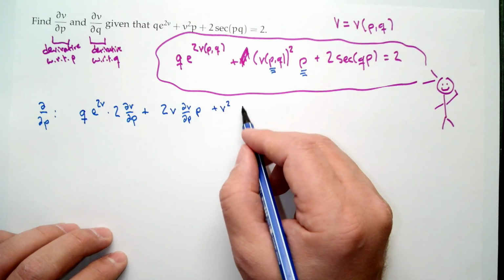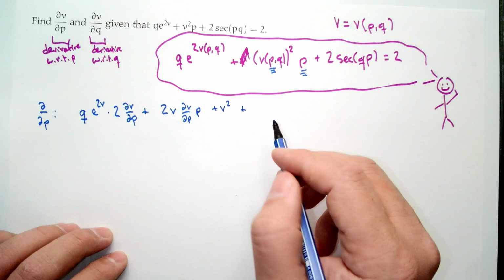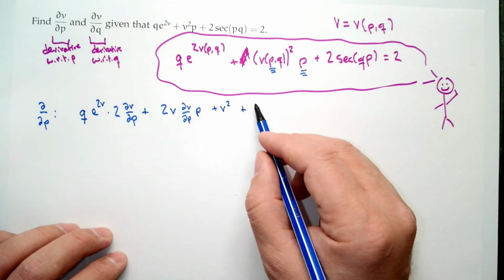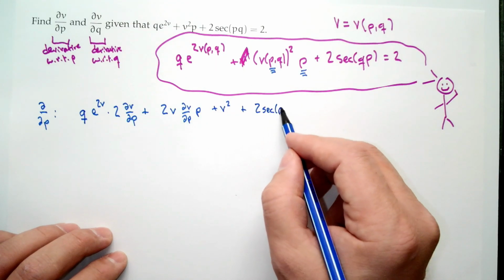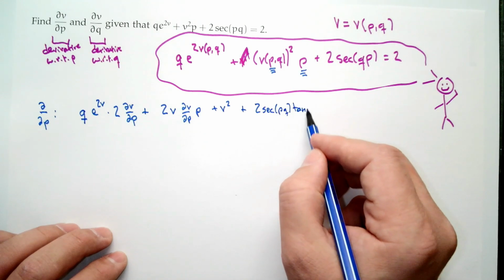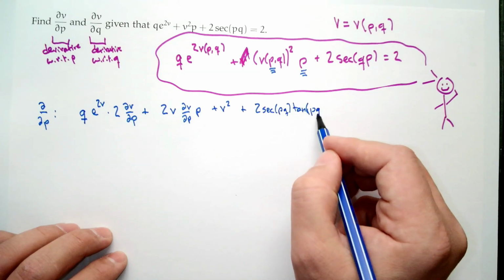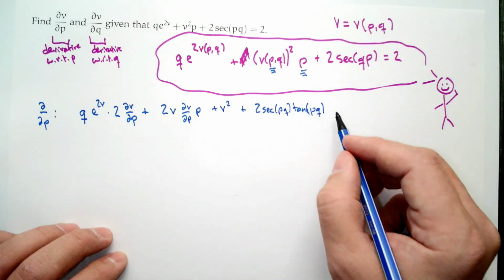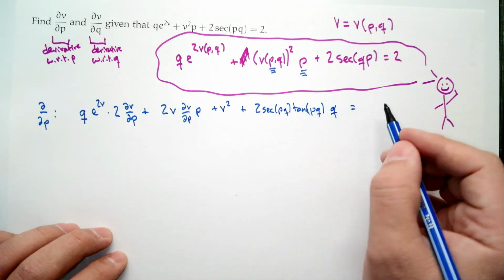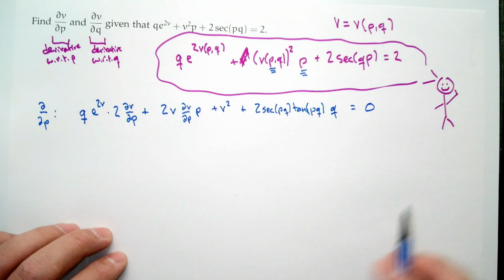And the last term, well, here it's very straightforward. The derivative of secant is secant tangent, so we get 2 secant(pq) tangent(pq), and then times the derivative of pq with respect to p, which is q. Take the derivative of the right-hand side, we get 0.